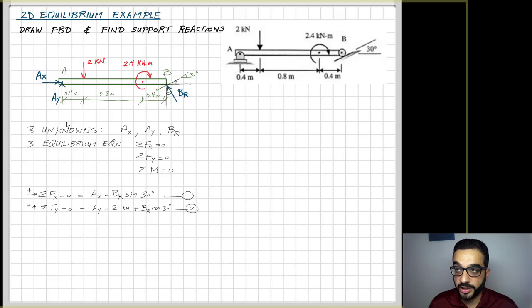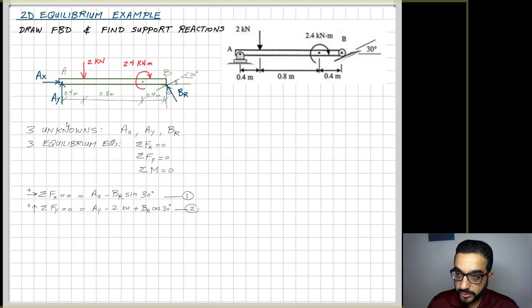which is sum of forces in Y. So I have AY going up, which is positive, and then the load of 2 kilonewton, and then the vertical component of BR, which is also going upwards. Pay attention here that the point moment load of 2.4 kilonewton meter is not represented in the sum of forces in X or Y, because that's a moment. So it will show up when I do the sum of the moments. So far it's not showing up.